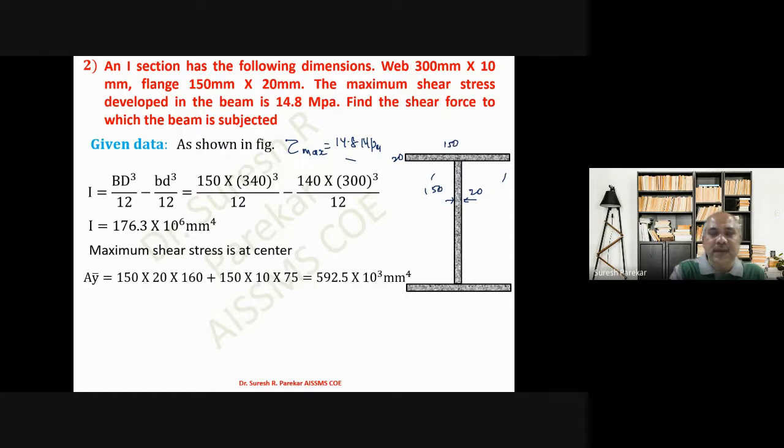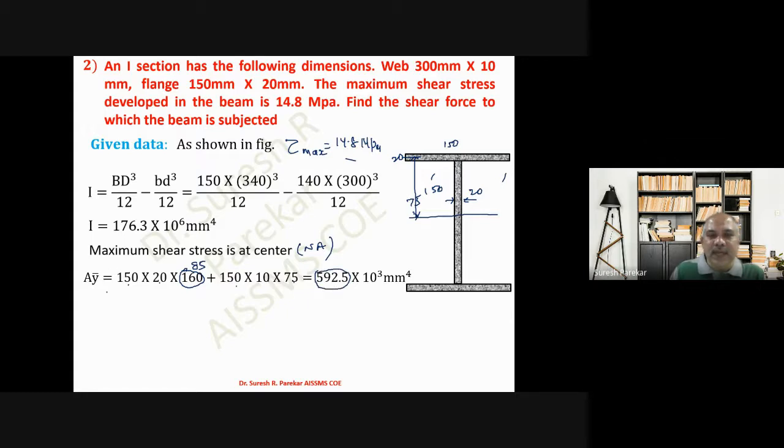Maximum shear stress we have at the center, that is the neutral axis. Ay bar we have 150 into 20 into 160 plus 150 into 10 into 75. Actually for 150 into 20, the y bar is measured till the center. So this is 75, and this is 10, so this value actually comes to 85. So it should be 85. Just check, there may be a small change in the answer. You have to correct it.